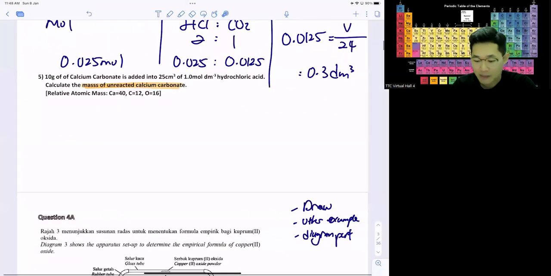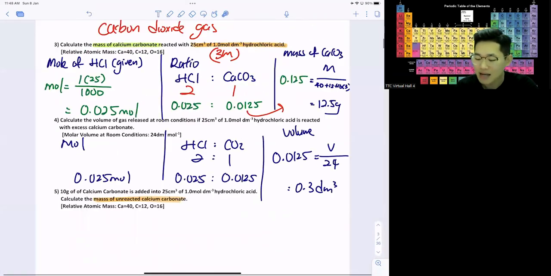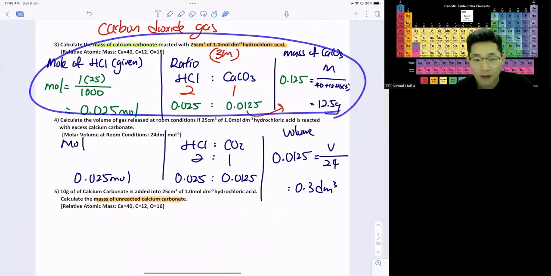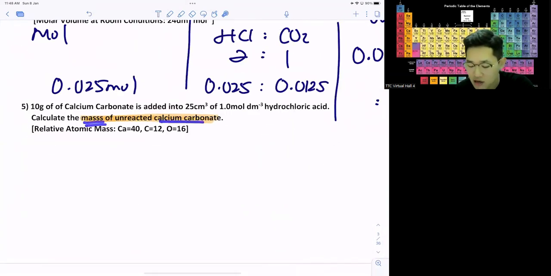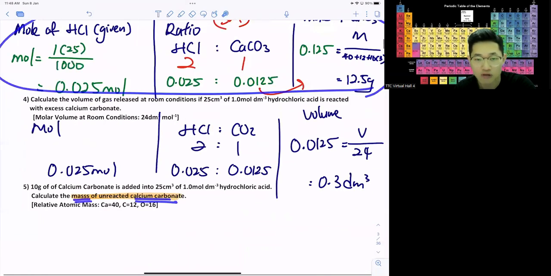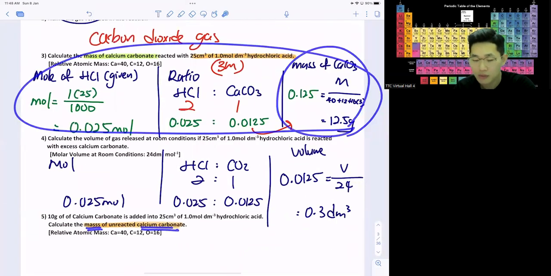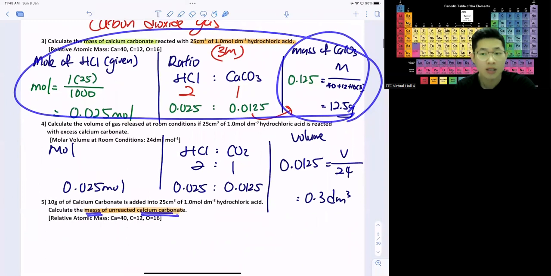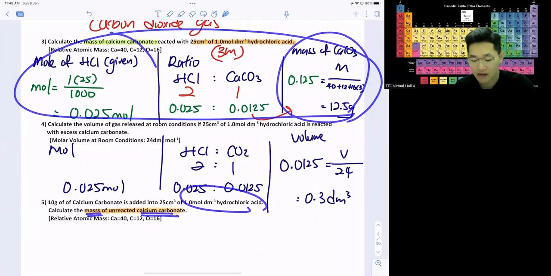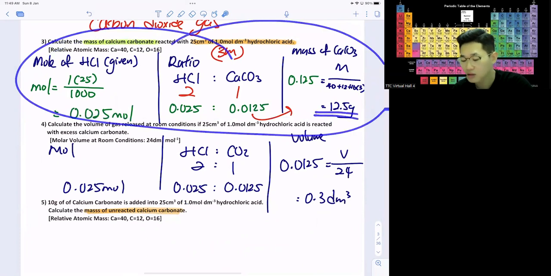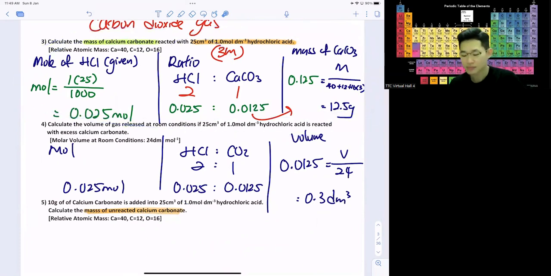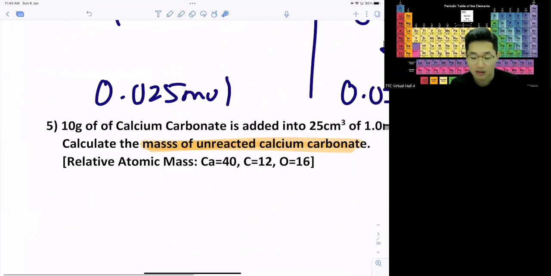The steps will be exactly the same as this one. Because 它最终要我找的还是 mass of calcium carbonate. The one they want you to find is mass of calcium carbonate. So I will put it on the right hand side. So start from hydrochloric acid. I find the mole ratio and then everything. I will get the mass 12.5. So that means the value that I set here is too small already.